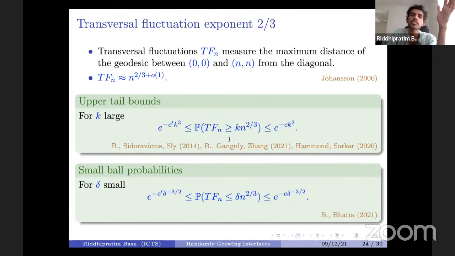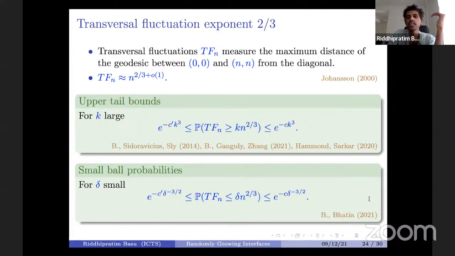This is about large k, and you can also ask the opposite question: what is the probability that the geodesic does not deviate much from the diagonal? What is the probability that the geodesic always stays within a delta wall at the scale n to the 2/3 of the diagonal? This is exactly the analog of the small wall probability of a Brownian motion, that is, the probability that the Brownian motion stays within a small tube. So it's the analog of that question for these geodesics.